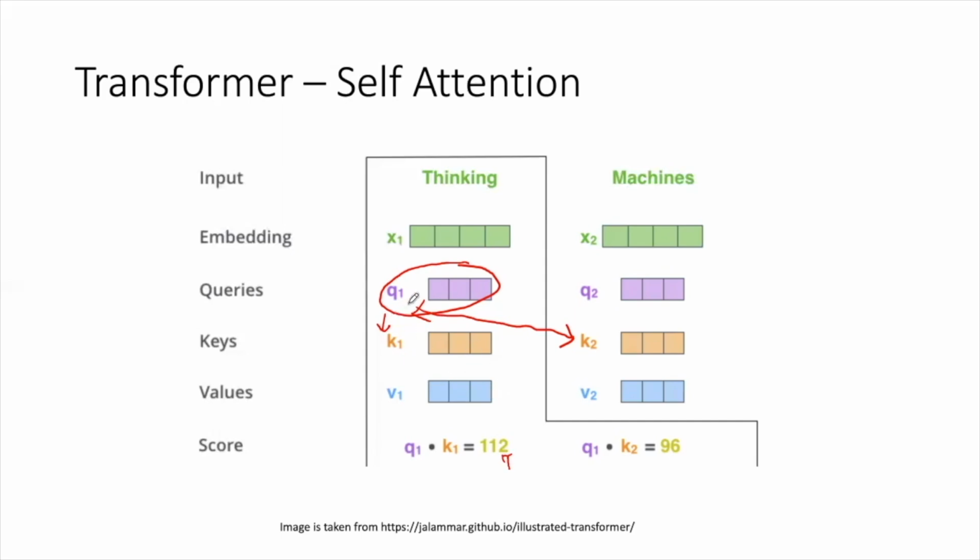So we try to find the relevant keys for this query. The score basically indicates the relevance. The higher the score, the more relevant this key is to this query. So yeah, that's the intuition.